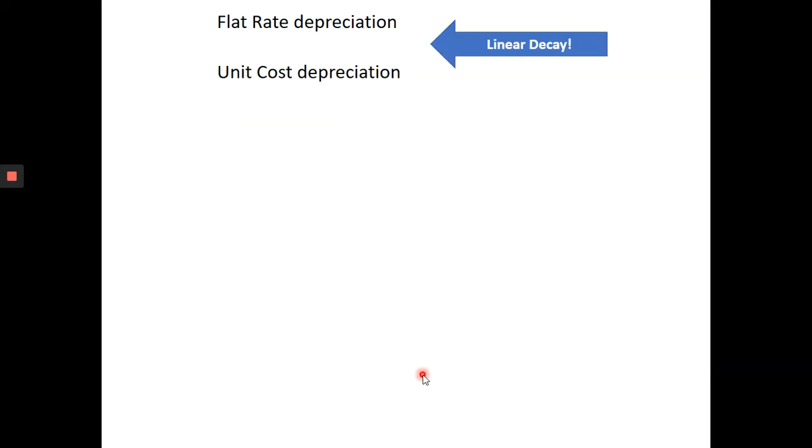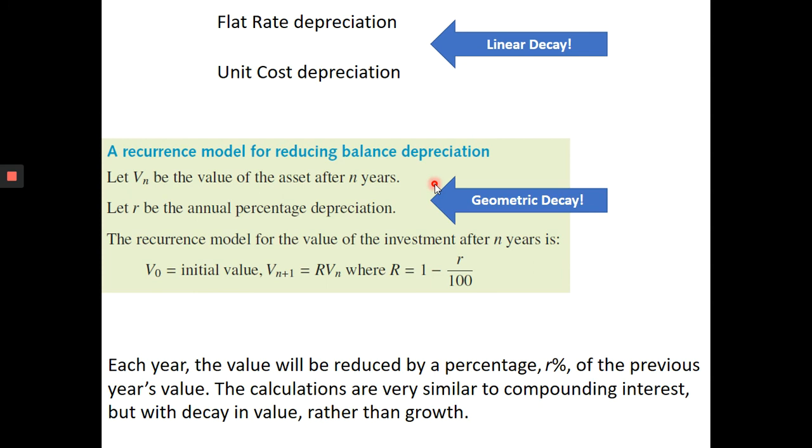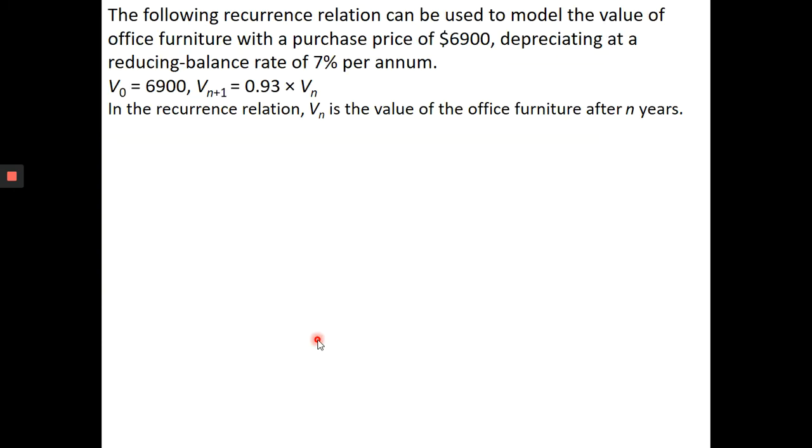So flat rate and unit cost were linear. They go down by the same amount each time. When things go down not linearly but geometrically, it's called reducing balance depreciation. And we have a minus here instead of a plus. Everything else is the same as when we've got compound interest. We've just got a minus here because it's depreciated. That's geometric decay. So each year it's going to be reduced by a certain percentage. It's not necessarily going to be the same amount, it's going to be the same percentage.